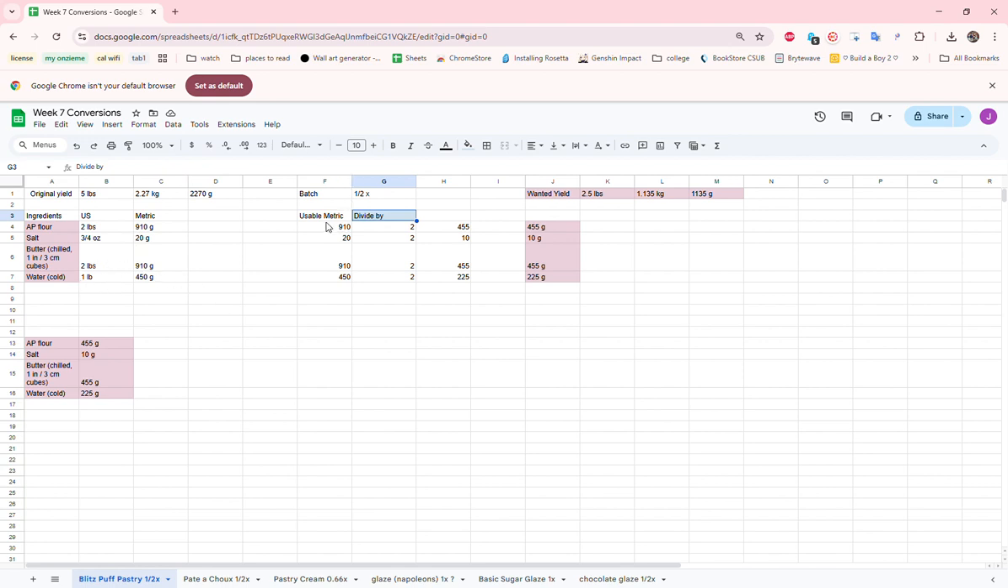A usable metric is going to be, again, just the metric. So everything that's in grams, just transfer it over without the grams at the very end. For this recipe, we're doing divide by because we were given a fraction. So we divide by 2 to get 455 grams, 10 grams, 455 grams, 225 grams.